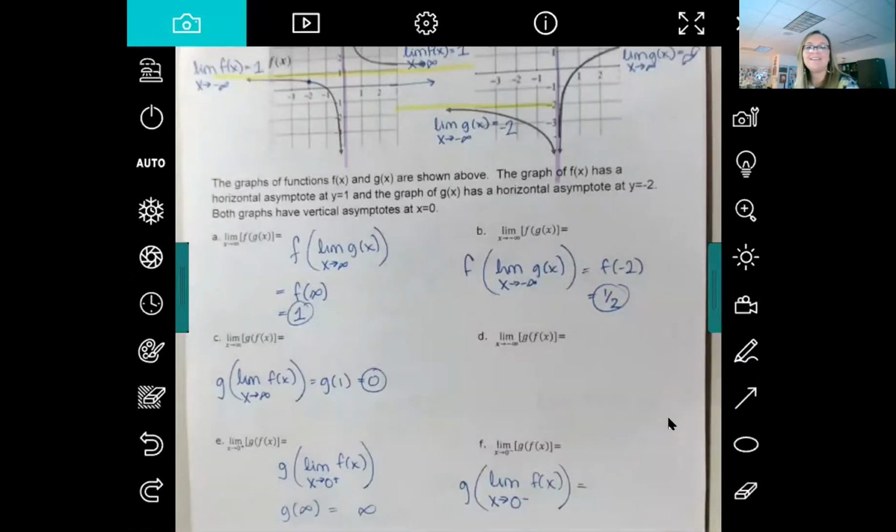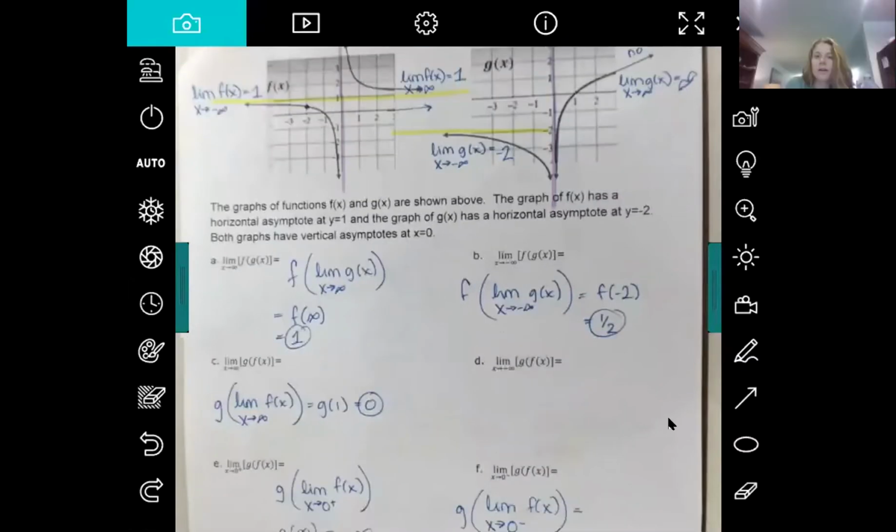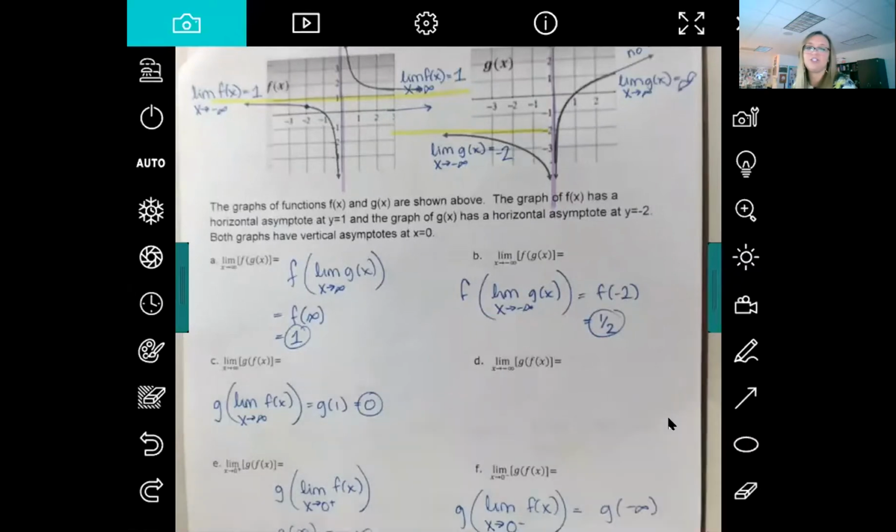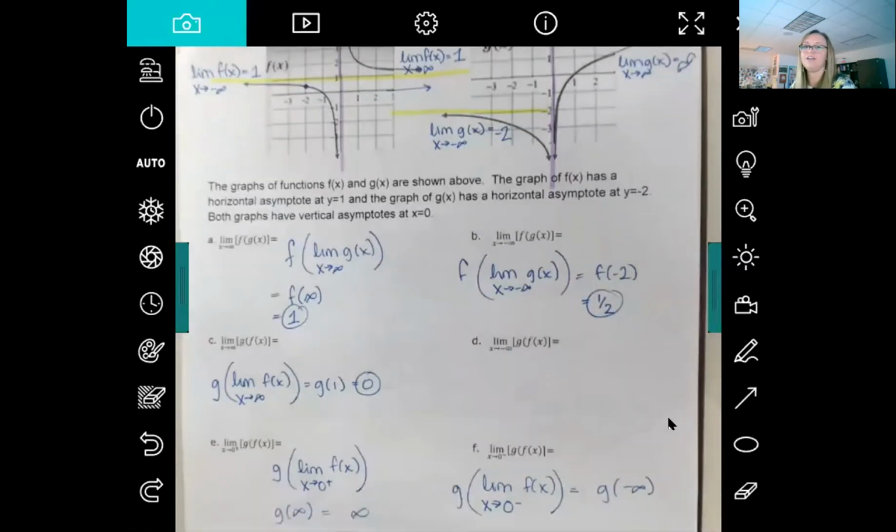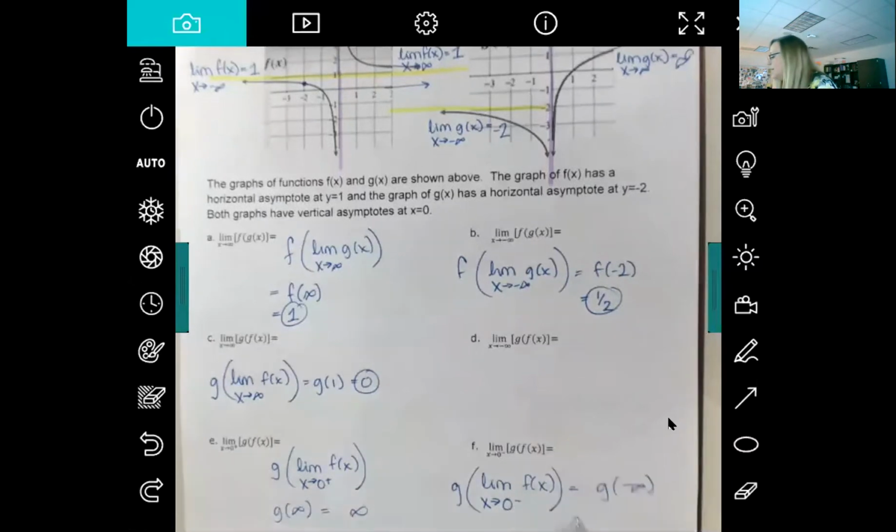Okay, so what is my left side limit as x approaches 0 for f? It's negative infinity, right? Yes, correct. So then I want g of negative infinity. And what is g doing as x goes to negative infinity? -2, right? Yeah. Yep. Okay, 2 more left.